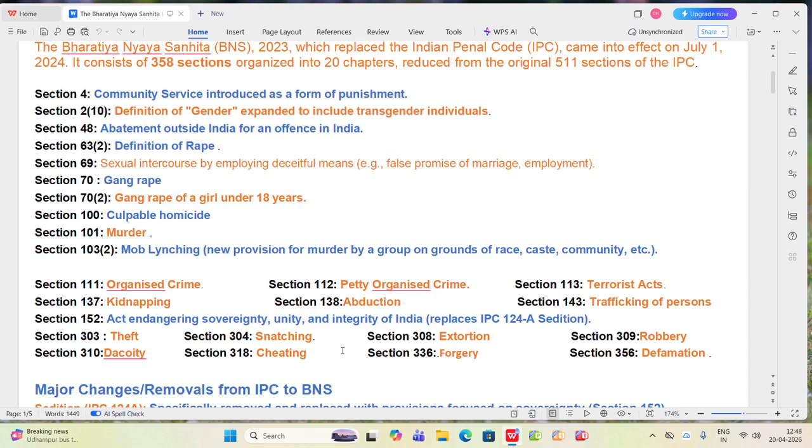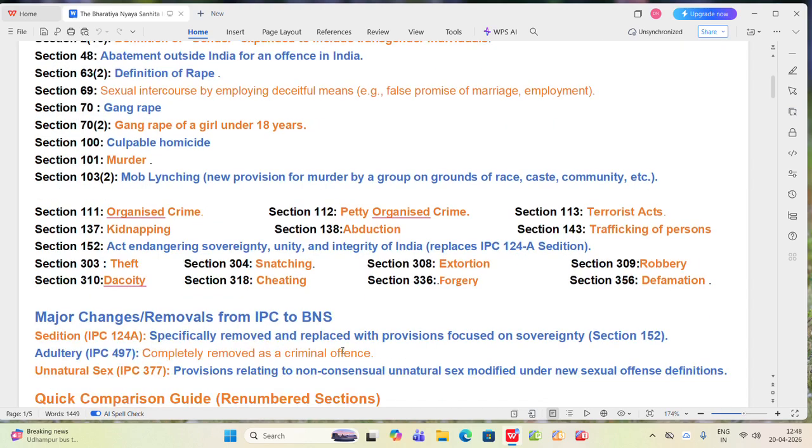So major changes now, friends. Major changes or removals of some sections of IPC. Sedition, which was under IPC 124A, has been removed and replaced with a provision focused on the sovereignty of India, Section 152. Adultery, IPC 497, completely removed as a criminal offence. Now adultery is not a criminal offence, it has been removed.